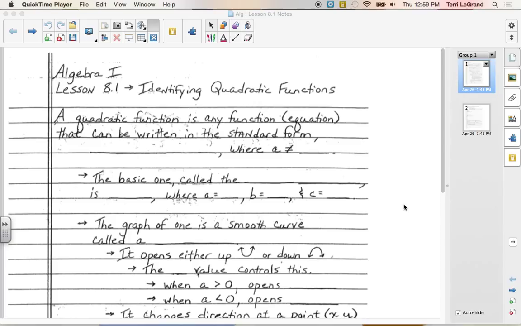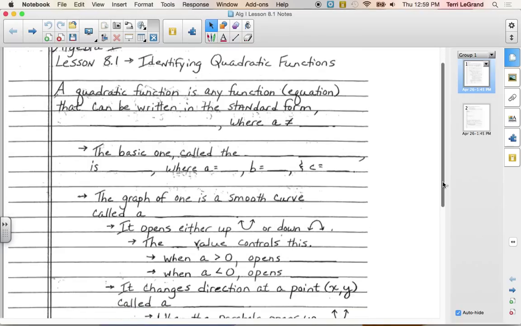What's the degree of a linear function? 1. Degree 1 is a linear function, x to the first power. Are there any x squareds in number 1? No, there's only x's to the first power, so that's why that one turned out linear. So when we talk about quadratic functions, it's any function, equation. When we hear the word function, we can also think equation.